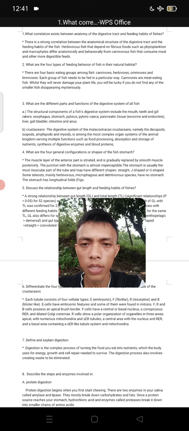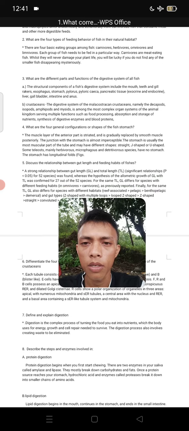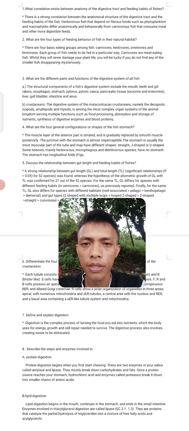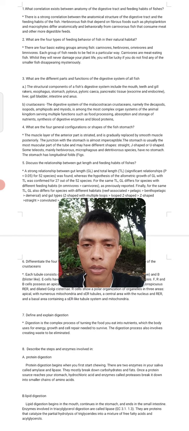Number 4. What are the 4 general configurations or shapes of the fish stomach? The muscle layers on the anterior part are striated and gradually replaced by smooth muscles. The posterior junction with the stomach is almost imperceptible. The stomach is usually the most muscular part of the tube and may have different shapes: straight, G-shaped, and U-shaped.